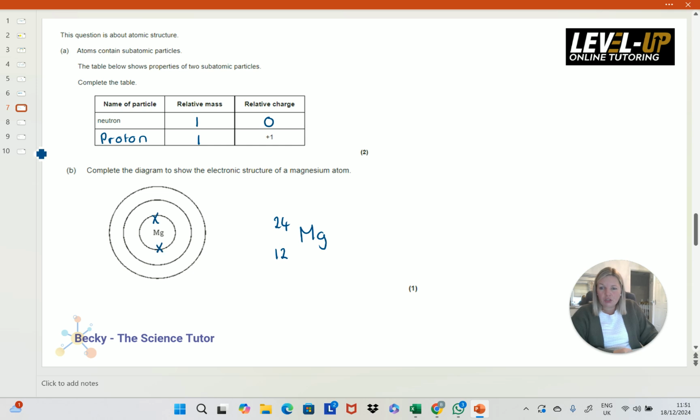2 in the first shell, move into my second shell, and I can place 8 in the second shell. That gives me a total of 10 so far, and then 2 in my final shell. Doesn't matter whether you draw dots or crosses, and it doesn't matter where you place them on the shell. If you've evenly spaced them out, that is fine, as long as you have the correct number of electrons on the correct shell, you will gain those marks.